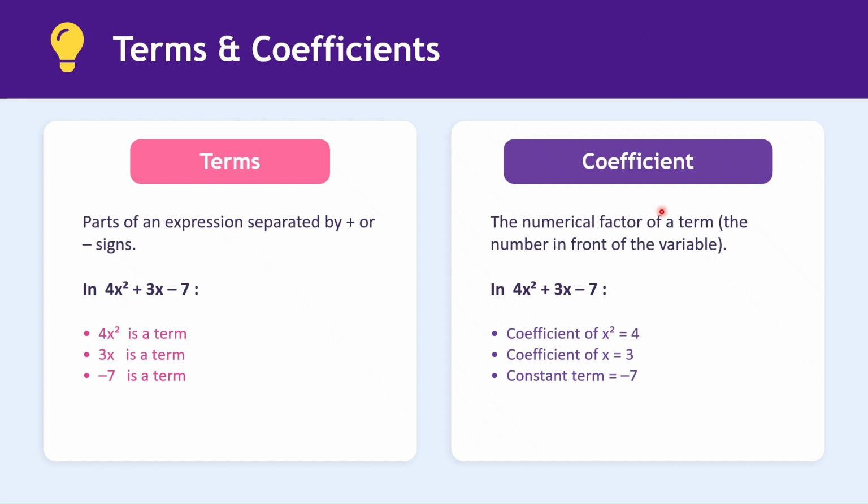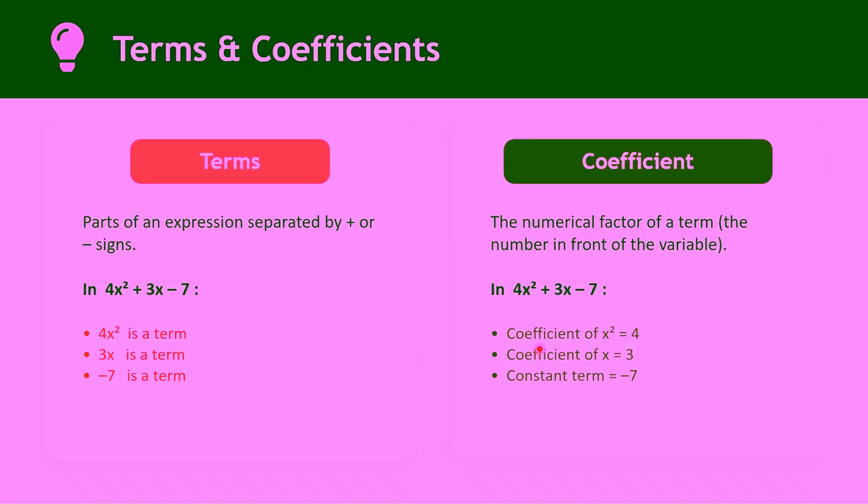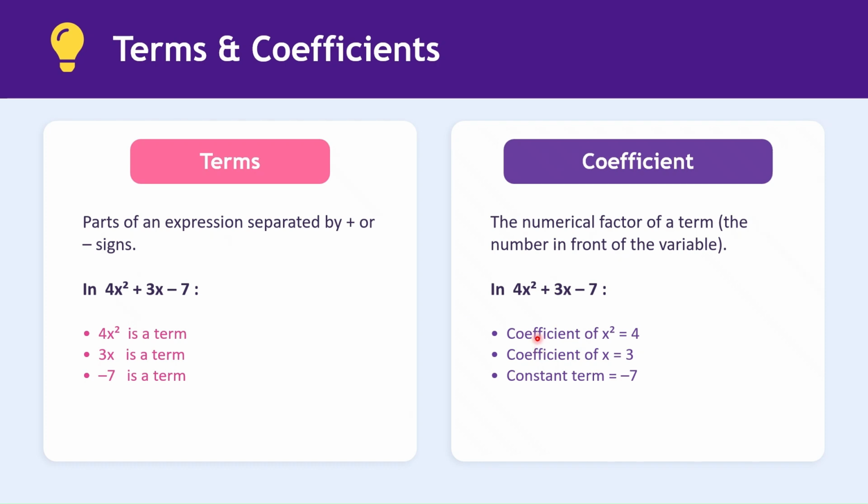Now what is a coefficient? A coefficient is the numerical factor of a term. In simple words, it is the number that multiplies the variable. In 4x squared plus 3x minus 7, the coefficient of 4x squared is 4, and in 3x, the coefficient is 3. And what about x in an expression like x plus 2? The coefficient of x is 1, because x is the same as 1 times x. And negative 7, since it has no variable attached, is called a constant term.